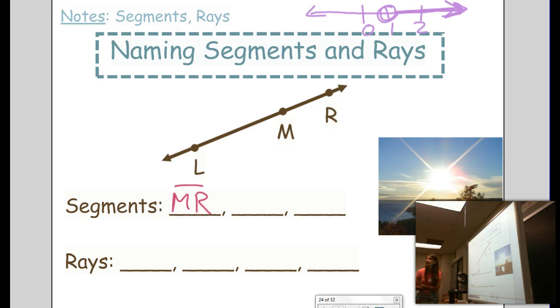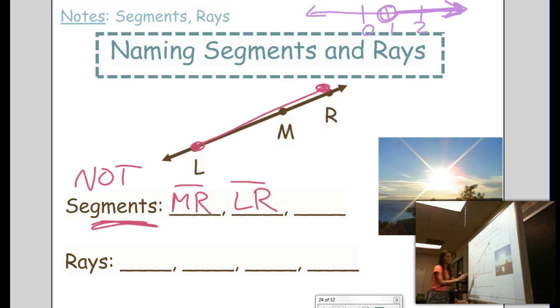What's the longest segment we could name? Name the longest segment up there. LR. Now, just a second. I don't know if I've talked enough about this. Can I say LR or RL? Are those interchangeable? Yes, they actually are interchangeable, because do you agree that LR is the collection of points from here to here? Is that the same as the collection of points from here to here? Yeah. So for segments, order does not matter. When we get to rays, the order does matter. But for segments, I don't care what order you name them in.